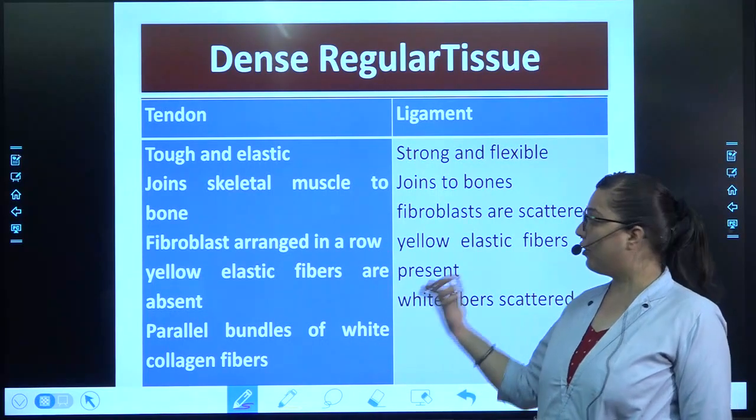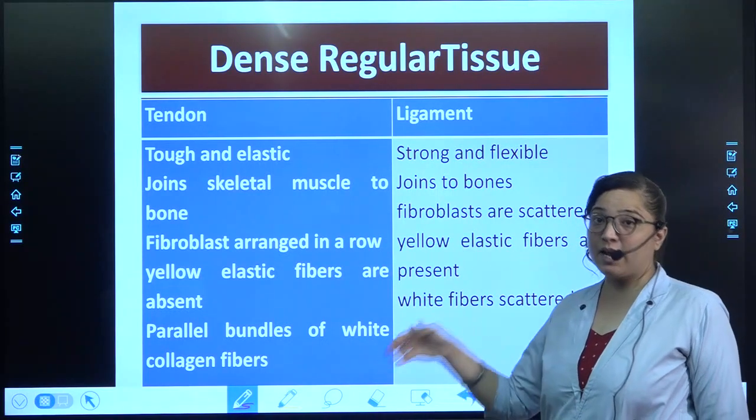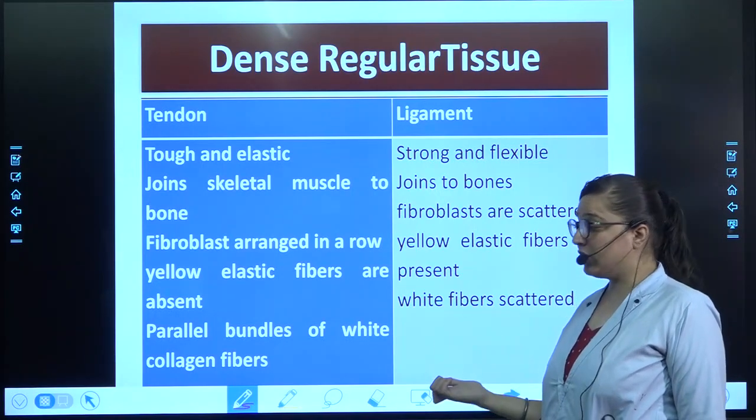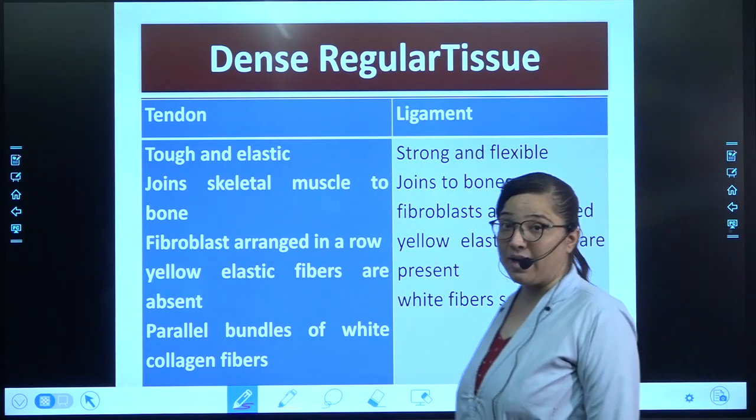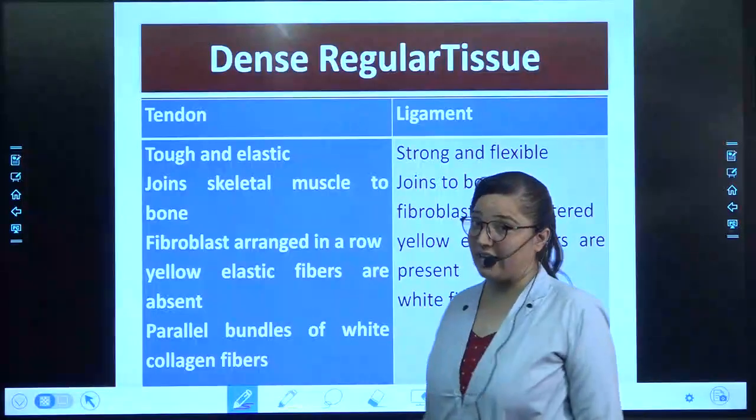Fibroblasts are arranged in a row; here they are scattered. Yellow fibers are absent here; here they are present. White collagen fibers are present in parallel rows, while here they are scattered. Alright.